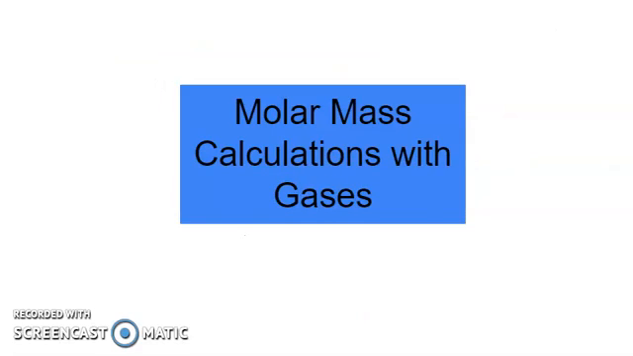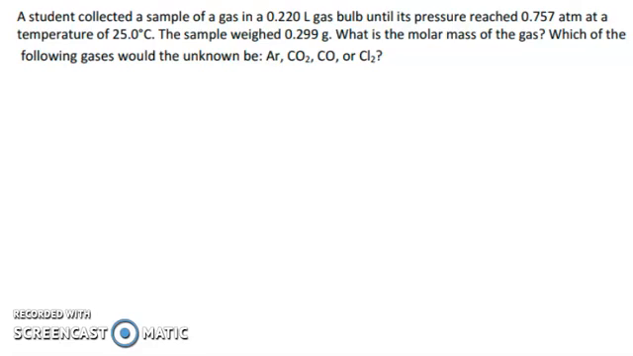Let's take a look at another style of calculation that again makes us be careful with how we're doing our problems, making sure that we're writing out our units and showing our work. Molar mass calculations. Let's do a sample problem. We have a student collecting a sample of gas in a 0.220 liter bulb. It has a pressure of 0.757 atm at a temperature of 25 degrees Celsius. We're told that the sample weighed 0.299 grams, and we're asked, what's the molar mass of the gas?